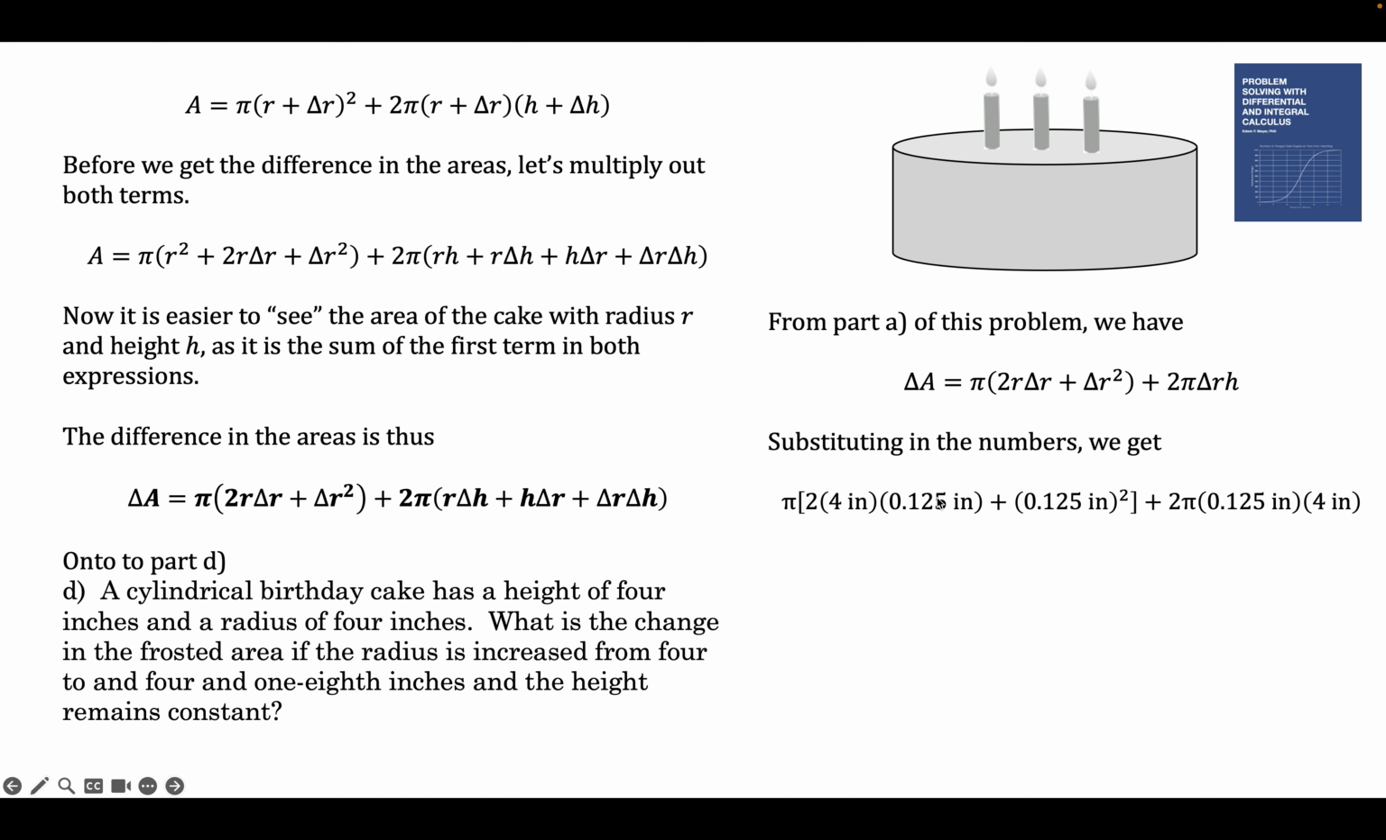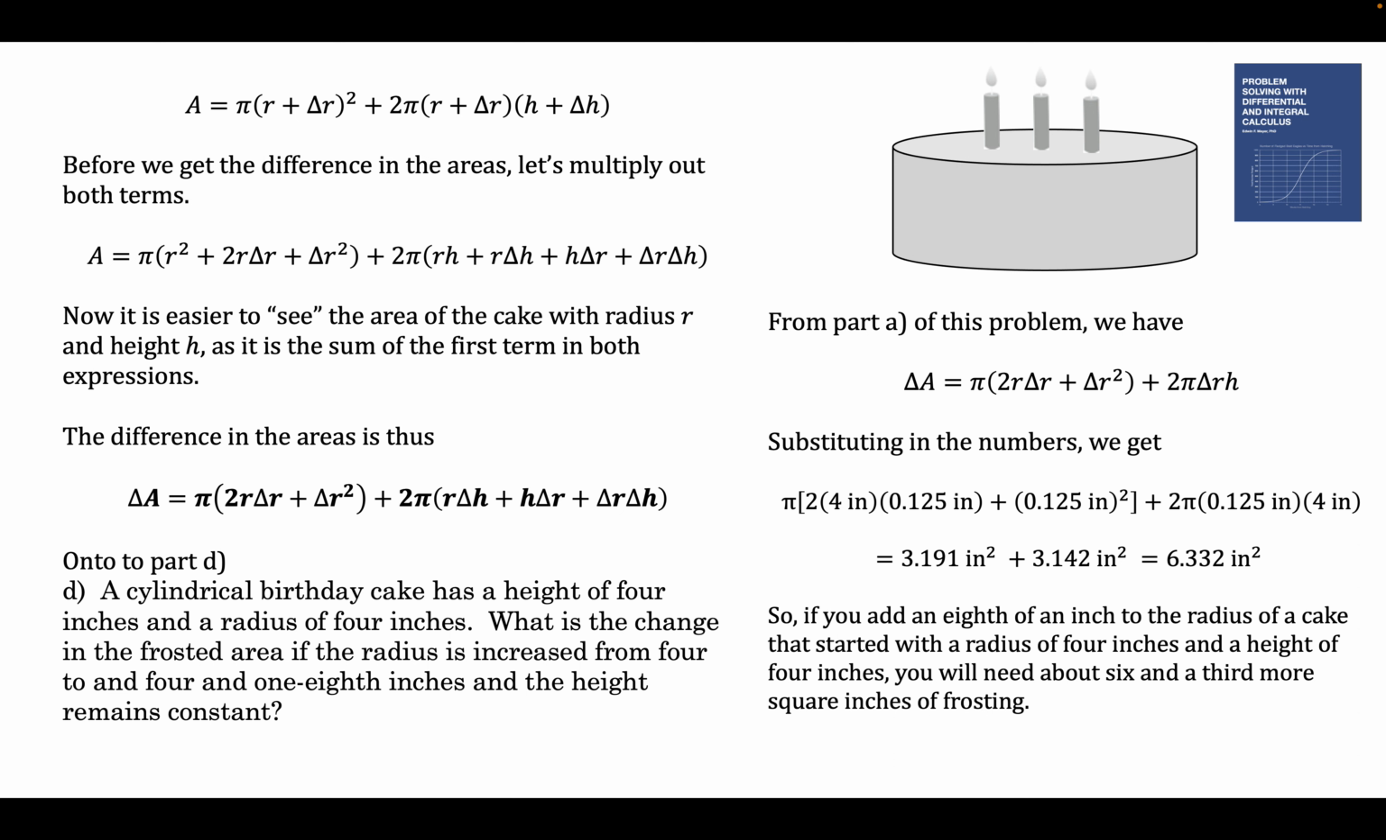There's the r, there's the delta r, there's delta r squared, there's delta r, and the h is still 4 inches. And we get 6 1/3 inches, almost 6 1/3 inches, just under 6 1/3 inches. So if we increase the radius by 1/8 of an inch, we need 6 1/3 square inches more frosting to frost that cake.